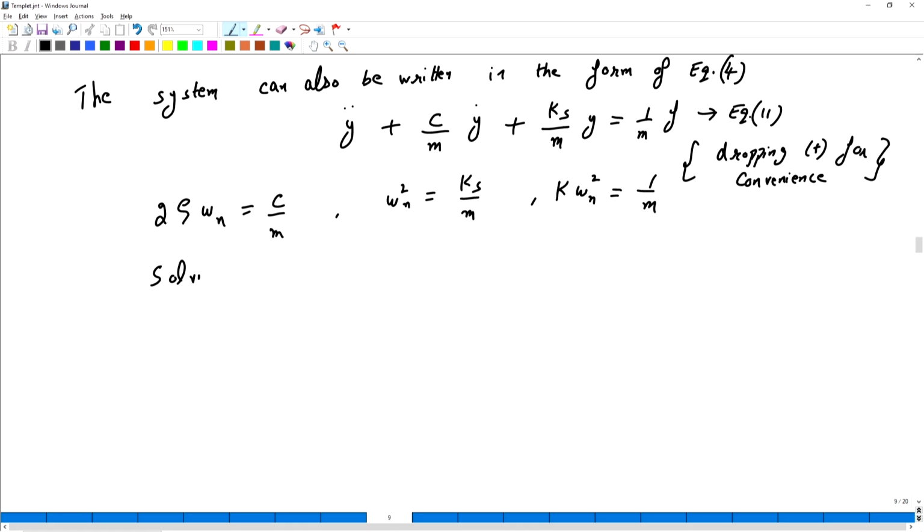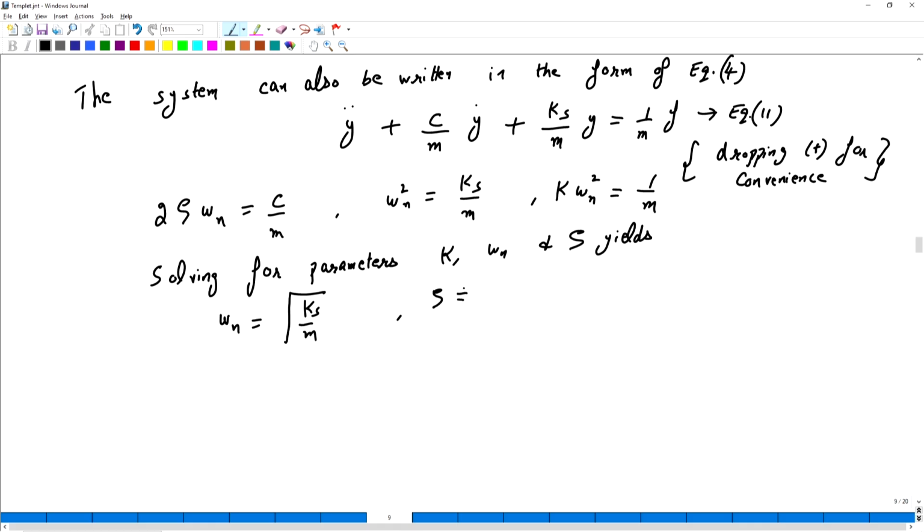Now finally, solving for the parameters K, omega n and zeta yields omega n equals the square root of Ks upon m, zeta equals c by 2m into square root of m by Ks, which can be further simplified as c by 2 square root of Ks m, and K we can represent as 1 upon m into m upon Ks, equals 1 upon Ks.